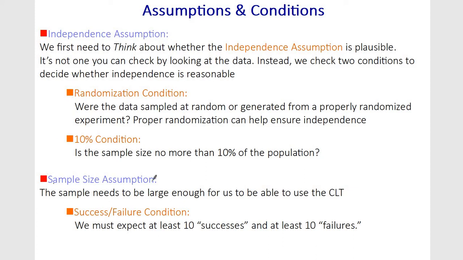Okay, so the sample size assumption. So the sample needs to be large enough for us to be able to use the central limit theorem, which is, of course, when we have at least 10 successes and at least 10 failures. Okay, because if you are expecting so few, well, then your whole thing's not going to turn out to be normal.